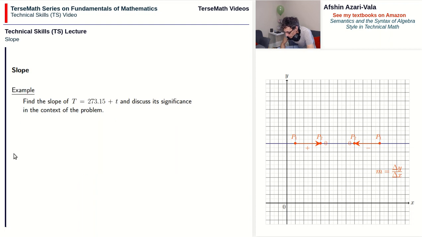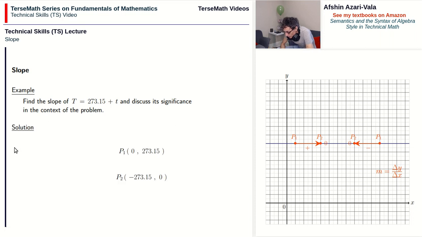Okay, let's do one more example before we end this video. We want to find the slope of the line capital T is equal to 273.15 plus lowercase t. Now, I've talked about this equation many times. Just in case you haven't seen the previous videos, this equation relates the value of temperature in degrees Celsius, that's lowercase t, to temperature in kelvins, which is capital T. We want to find the slope of this line and discuss its significance in the context of the problem.